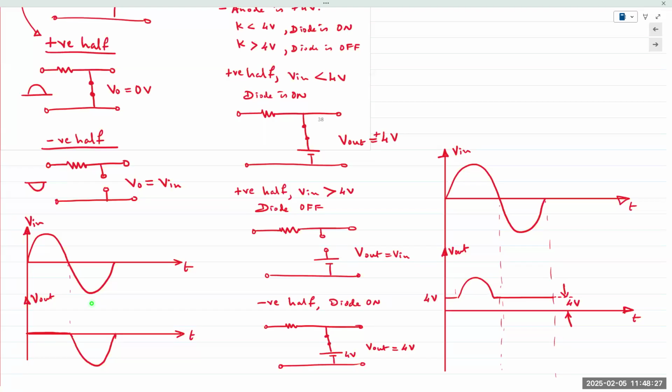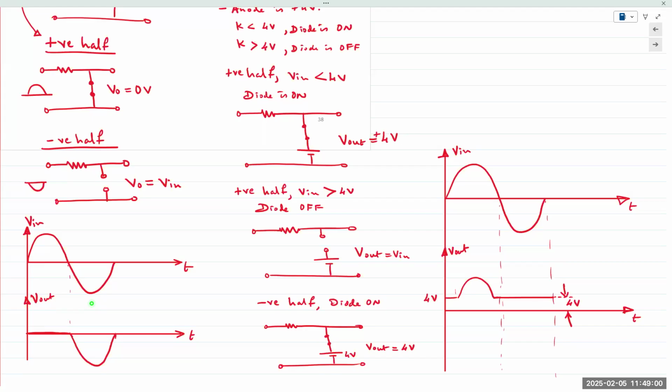Again, ideal diode model, positive half cycle, diode's on. If it's on, V in does not reach the output. V out is equal to 0. Positive half cycle, 0 volts. Negative half cycle, diode is off. Whatever you apply at the input reaches the output. And so the cumulative effect is that the positive half cycle is clipped, hence a diode clipper.